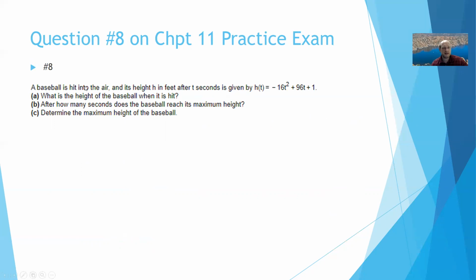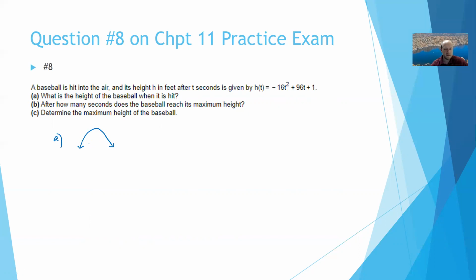If a baseball is hit into the air and its height h in feet after t seconds is given by h of t equals negative 16t squared plus 96t plus 1, what is the height of the baseball when it is hit? You have to imagine again, a baseball is being hit. It's going to go up in the air and then come down. The arc might be a little different depending on how it's hit, but it will be an arc.